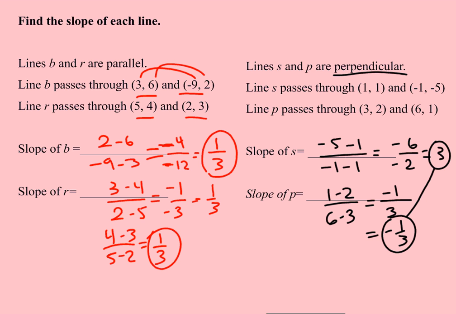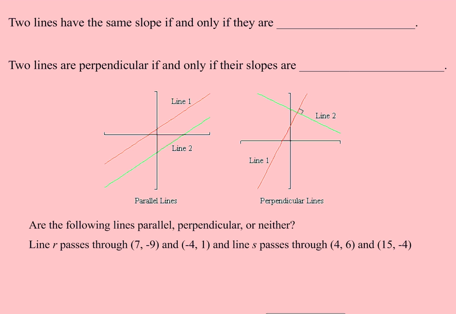So now, how are those related? They're related like this. Perpendicular lines have a product of negative 1. Let me say that again. Perpendicular lines, their slopes, have a product of negative 1. So if I multiply the two slopes together and I get negative 1 for an answer, that means the lines are perpendicular. It's what you call a negative reciprocal or an opposite reciprocal.